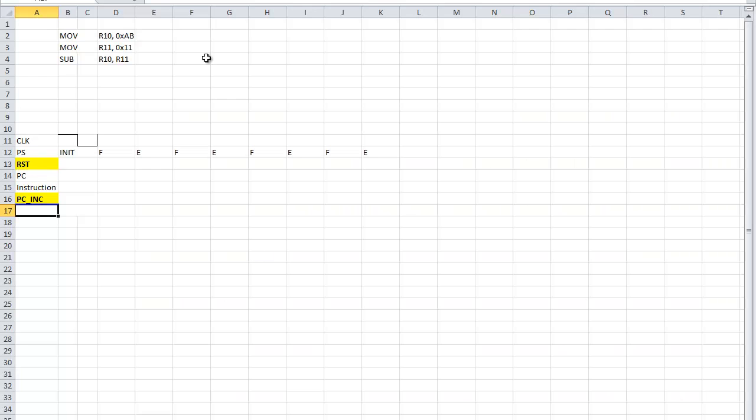Alright, so the example we're going to do is this very short program where we're going to move R10 0xAB, move R11 0x11, and sub R10 R11. I'm actually going to also put the .org statement or .csig.org up here so we can remember where the origin of our program is, which in this case will be 01, which means that the move instruction will be located at address 1, next move will be at address 2, and the sub would be at address 3.